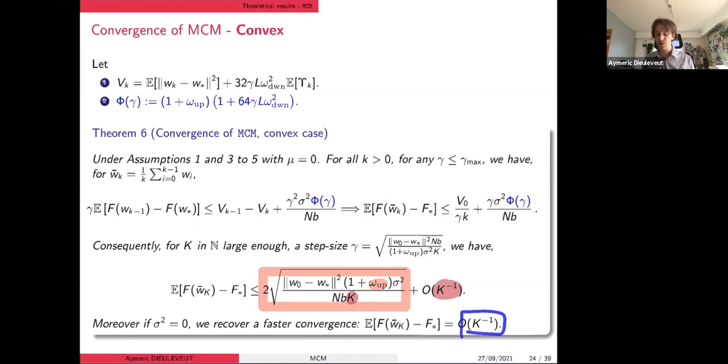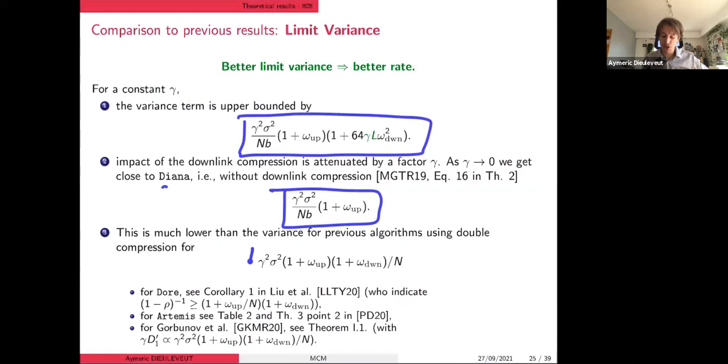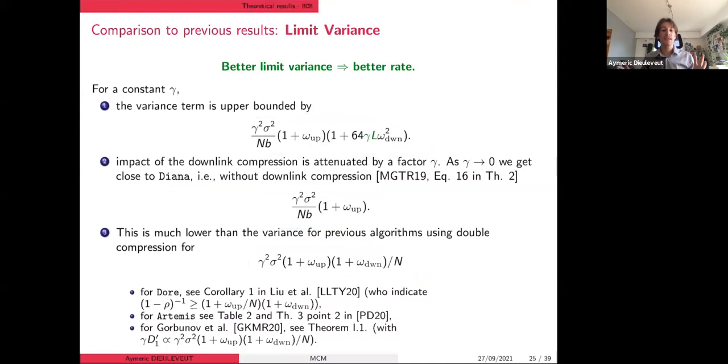Okay, so this is the important slide and the thing I have been saying several times. The limit bounds that we get are very close to the one of Diana and much better than the one of any of the other algorithms. So I think this is exactly the same slide as before, saying that because we gain this term, we are much closer and we are nearly equivalent to the Diana framework and much better than this one.